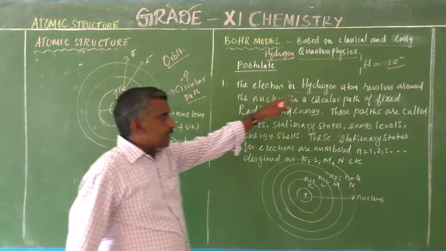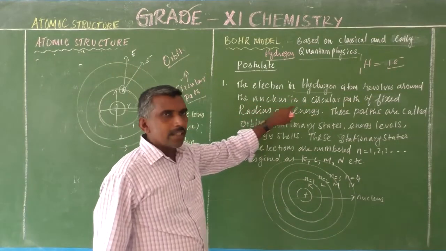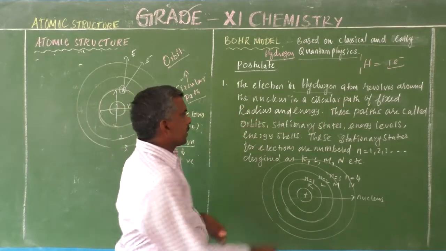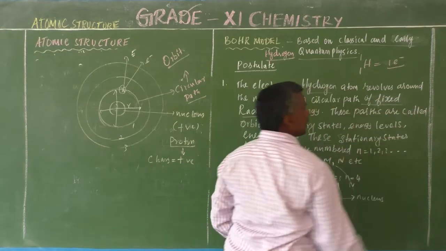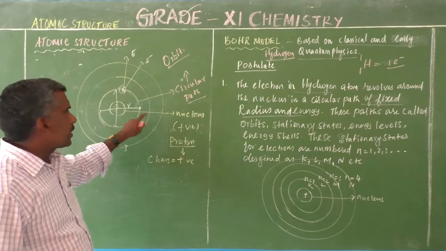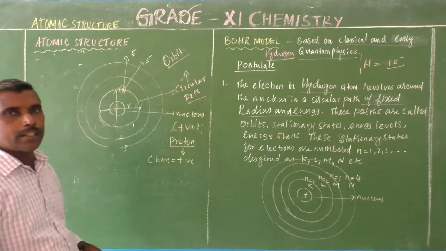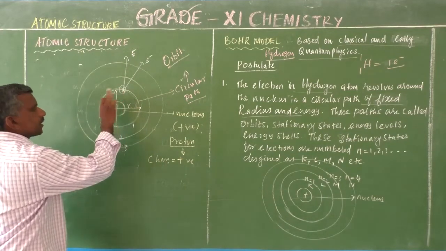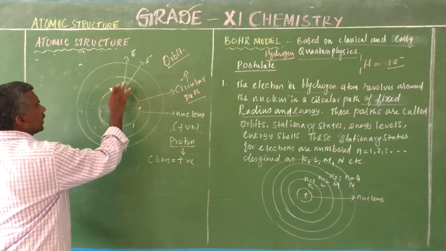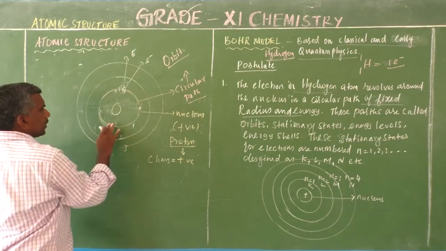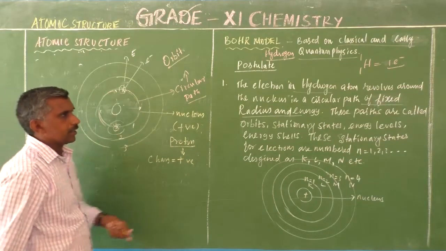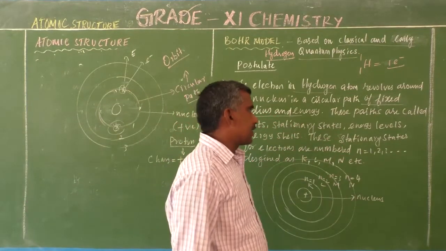The electron in a hydrogen atom revolves around the nucleus in a circular path of fixed radius and fixed energy. The radius of the orbit is fixed. The energy of the electron is fixed. This electron energy does not change for a particular orbit, and during revolution it has the same energy. So, fixed radius and fixed energy.